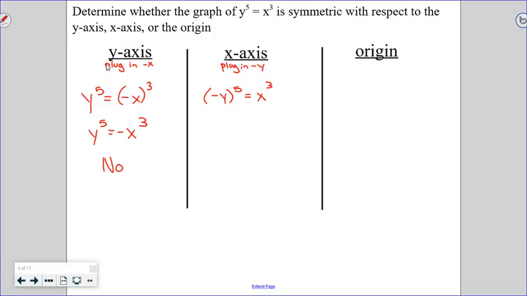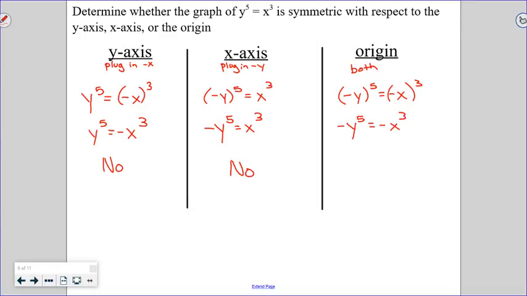Okay, and again, it's being raised to an odd exponent, so it will keep whatever sign it has. Can I fix that? No, I cannot. Okay, plug in both. Both are raised to an odd, so they keep whatever sign is there. Can I fix that? Yes. I would need to show one more step. Here, divide by negative 1, and I get back to the original.